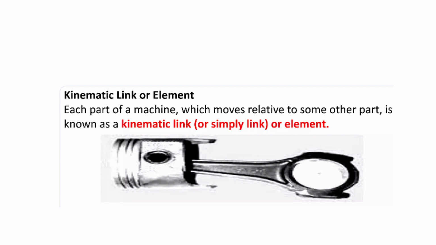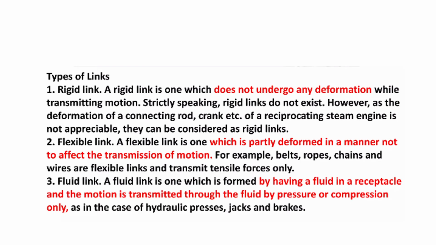A kinematic link means each part of a machine which moves relative to another part; we call it a kinematic link, or simply a link. We have many types of links. The main type is rigid, which will not undergo any deformation. You cannot imagine any object which does not undergo any deformation. Such objects do not actually exist, but in practice we just call it rigid.